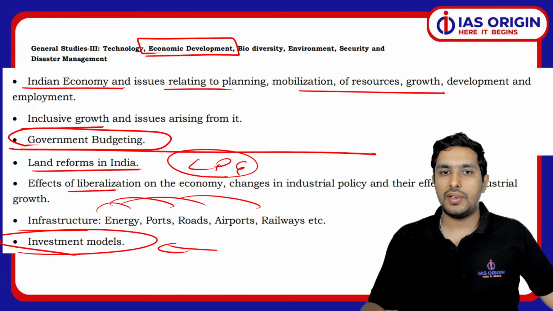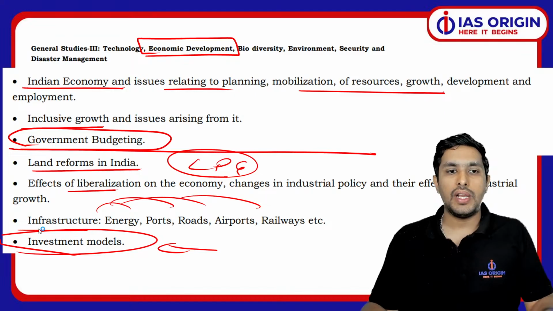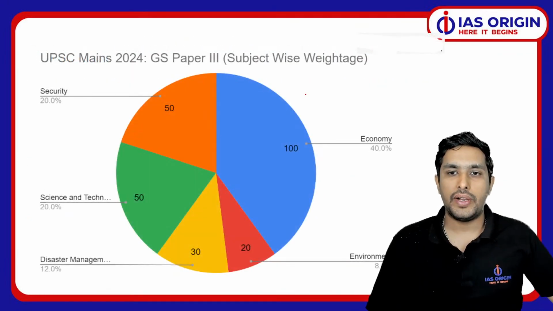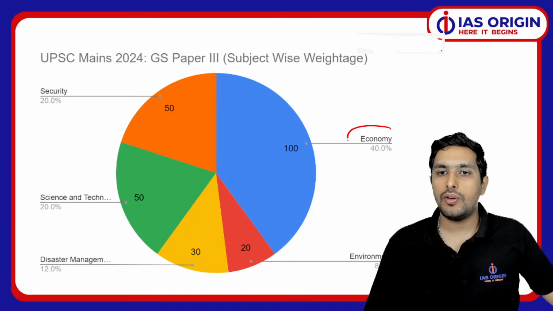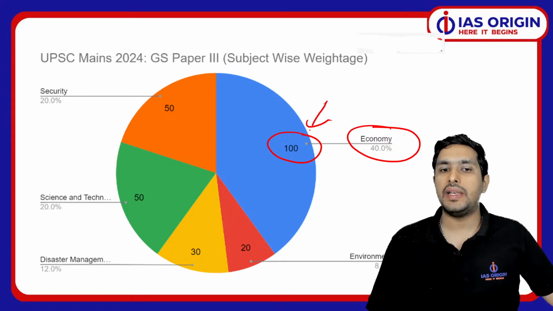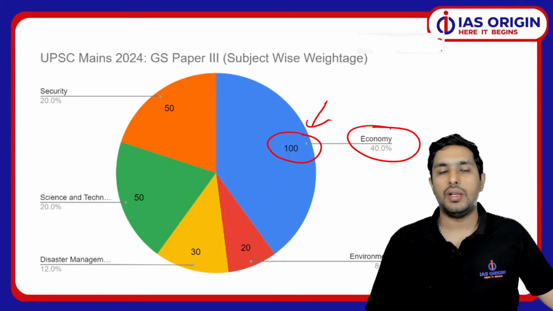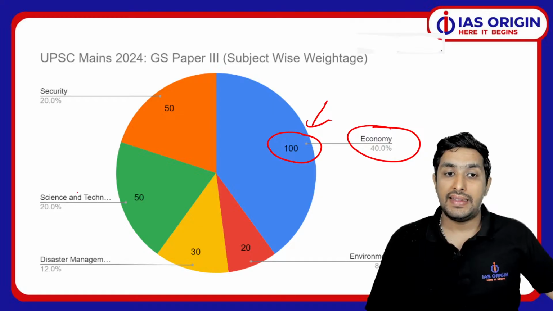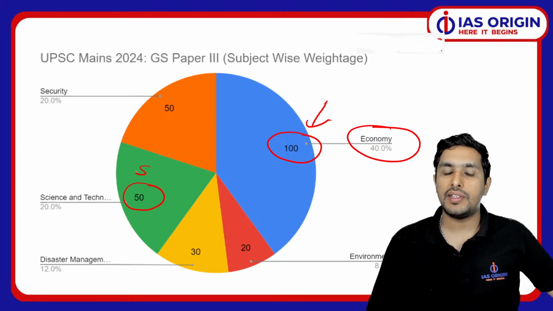So anyways, having said that, before I even proceed ahead, I would like to tell you that we have got different parts other than economy also. So for example, economy will constitute around 40% of your paper. So you will have around 100 marks ki economy which is being asked. So it's the biggest component, no doubt. Like in polity and governance, constitution was very much big. Then 50 marks, that is around 20% of the paper, is from science and technology. That is very much important.